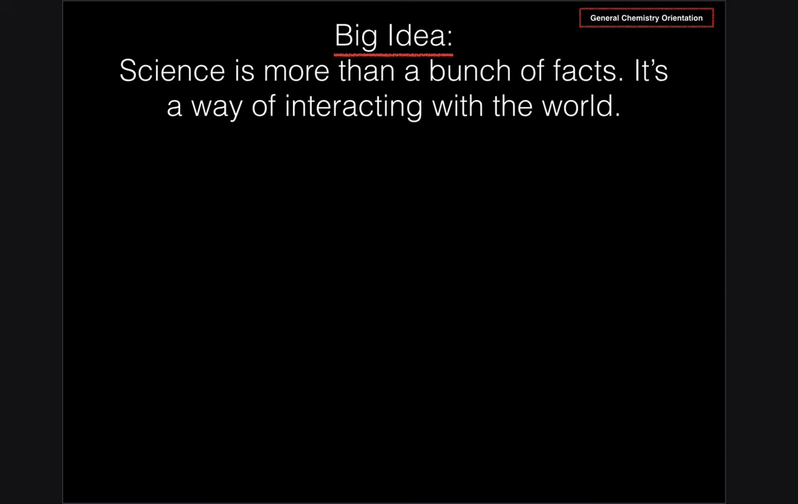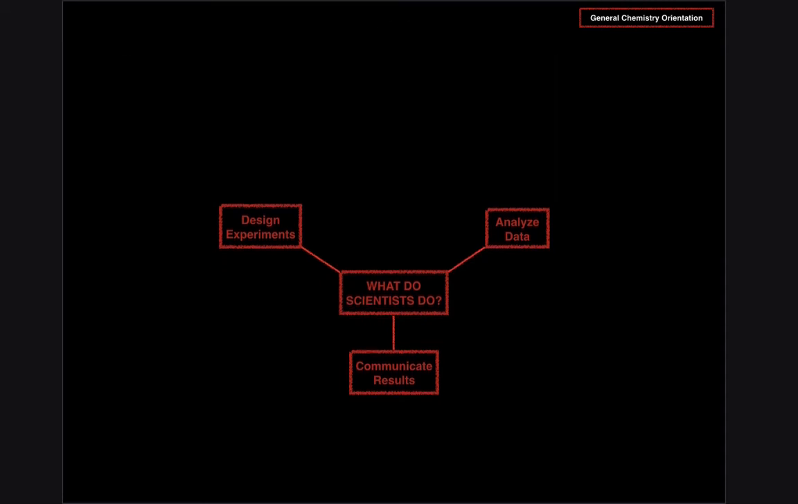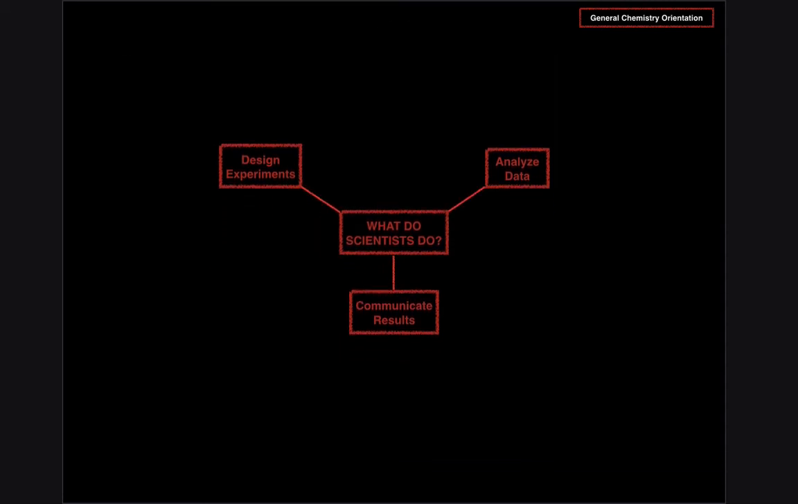The big idea of this course is that science is more than just a bunch of facts, it's a way of interacting with the world. So in this course, you're going to do science, not just learn it. And in the process of thinking like a scientist, you'll hopefully walk away with a better understanding of the concepts in chemistry. So what do scientists do? Scientists design experiments, analyze data, and because they're a part of a community, they need to communicate their results. These three core pillars of inquiry are our course objectives.